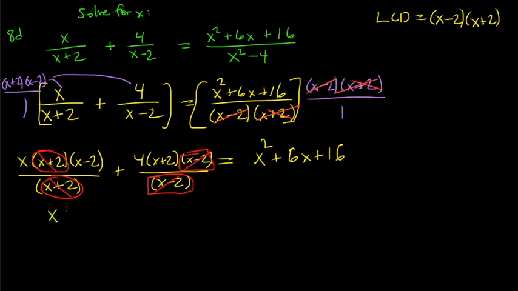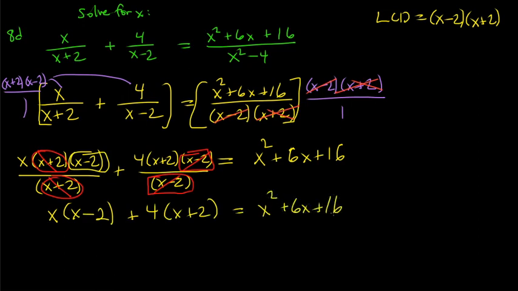So on the left, we still have x times x plus 2 plus 4 times x plus 2. Wait a minute. Boy, I almost missed it here. It's not x times x plus 2, it's x times x minus 2 plus 4 times x plus 2. There we go. And that's going to equal x squared plus 6x plus 16. No reason to try to factor this.